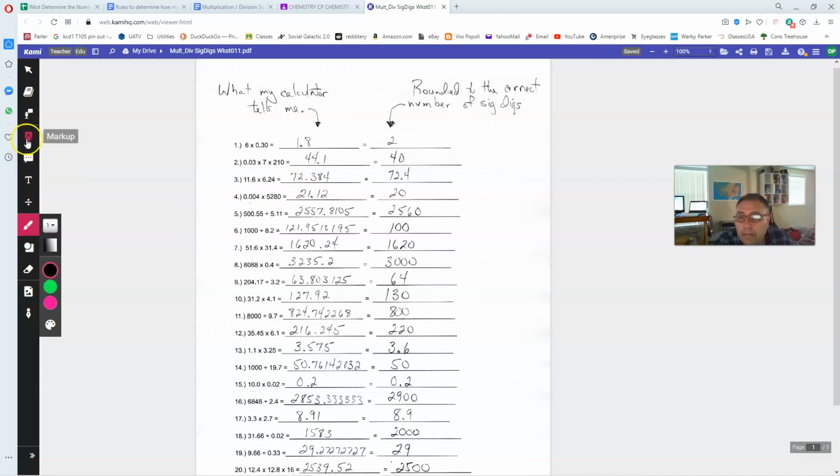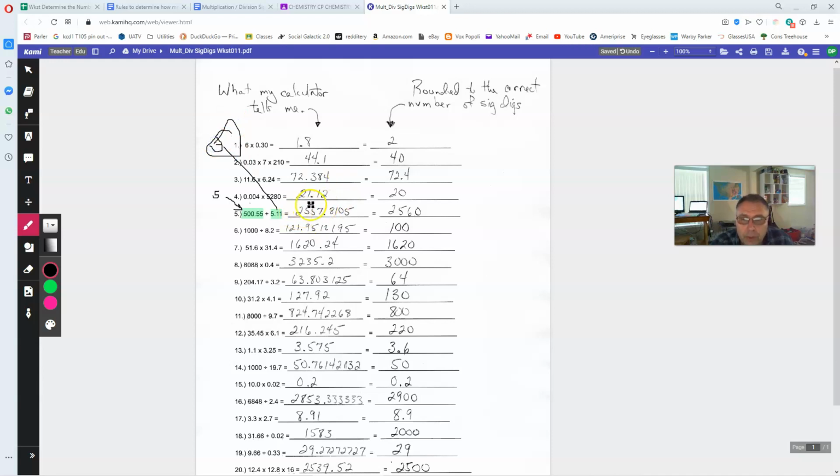Let's try number 5. All right. 500.55 divided by 5.11. Put that in your calculator, you get a whole bunch of digits. 2,557.8105. Right? How many of these digits should we be reporting? Well, that depends on how many sig digs are in each of these numbers over here. 500.55, that is 5 sig digs. How about the 5.11? That is 3 sig digs. Which one of those is the smaller number? Well, it's the 3.